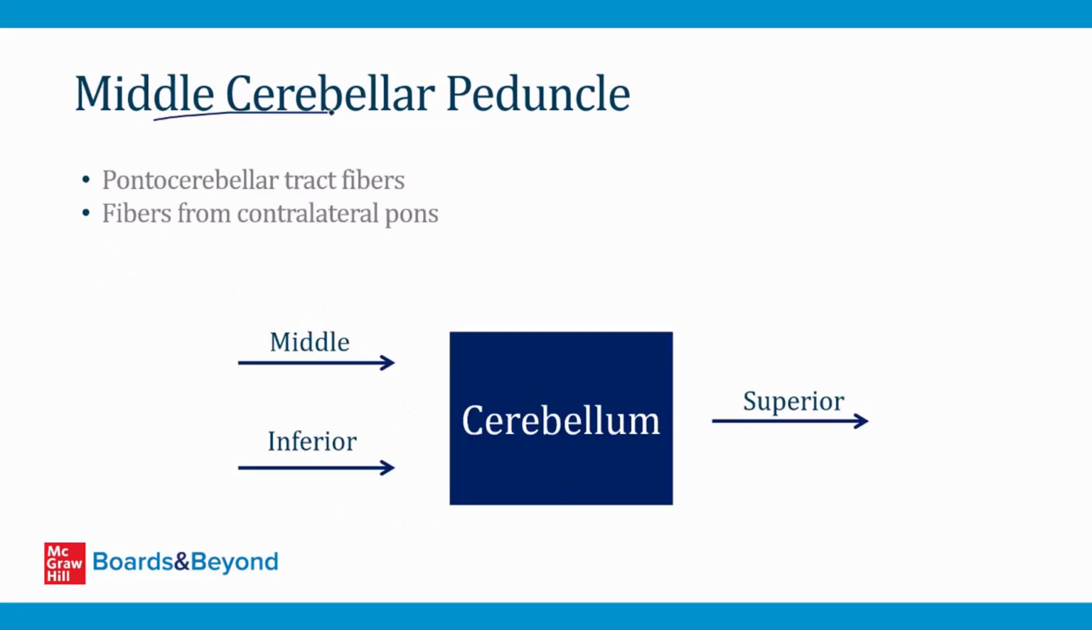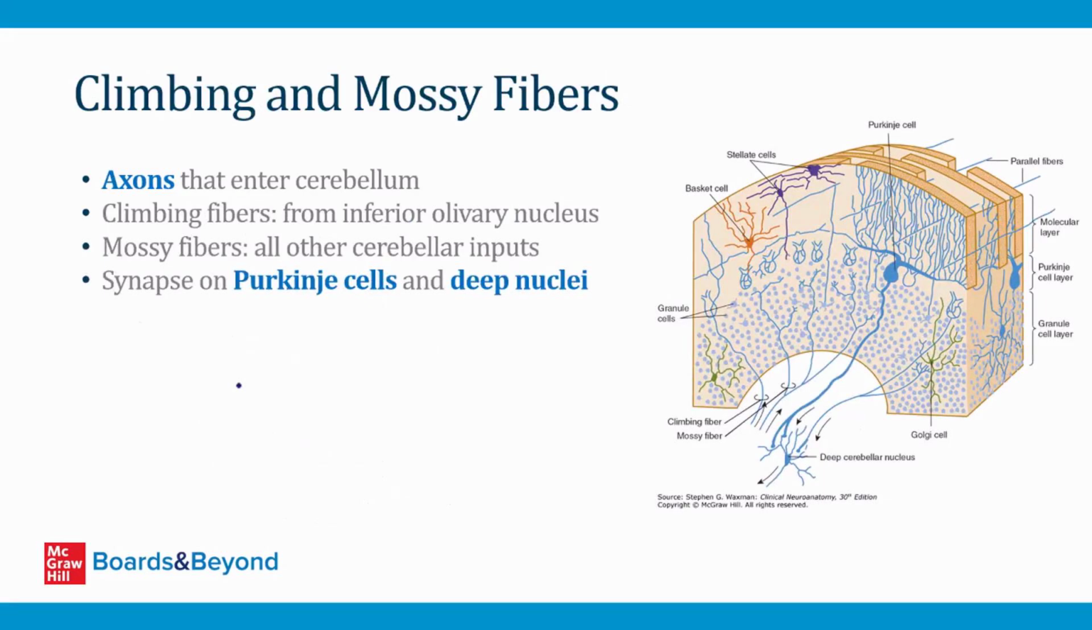The middle cerebellar peduncle connects to the pons. It has fibers within it that are called pontocerebellar tract fibers. They come from the contralateral pons. And so these are the two inputs to the cerebellum, the middle and inferior cerebellar peduncles. The inferior and middle cerebellar peduncles are made up of fibers called climbing and mossy fibers. This is a description of the axons that enter the cerebellum through those two peduncles.